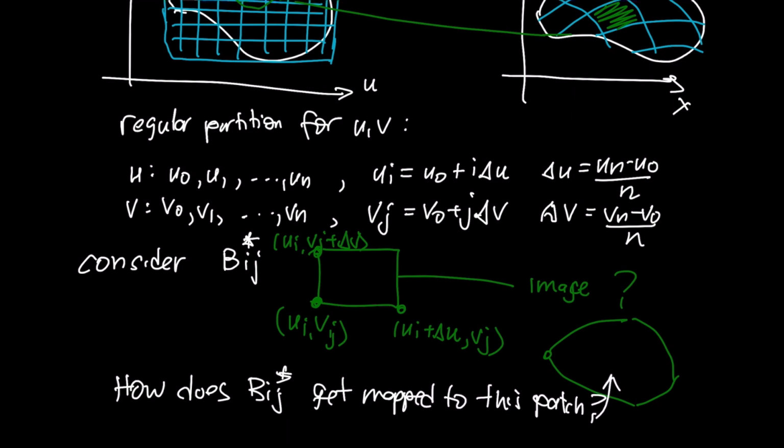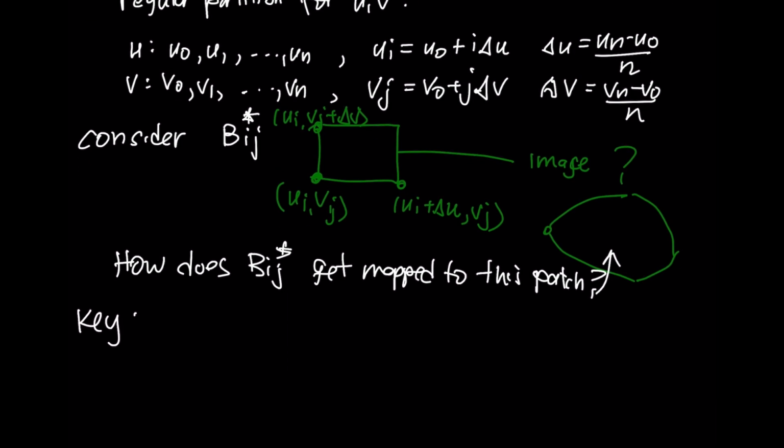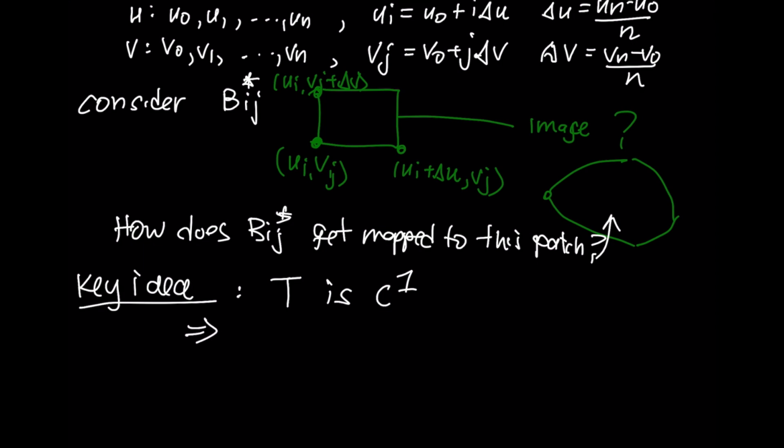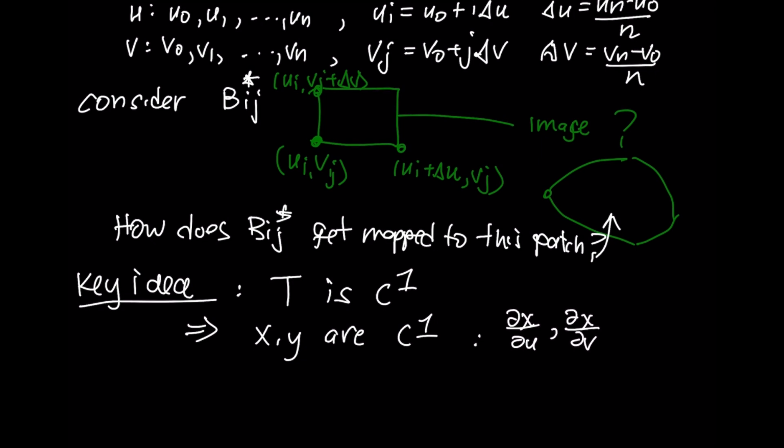This seems like a very challenging problem, but there's one key idea that saves us here. This transformation is a C1 transformation. That means that both of these functions are C1 functions. The derivative of x with respect to u, the derivative of x with respect to v, the derivative of y with respect to u, the derivative of y with respect to v exist and are continuous.